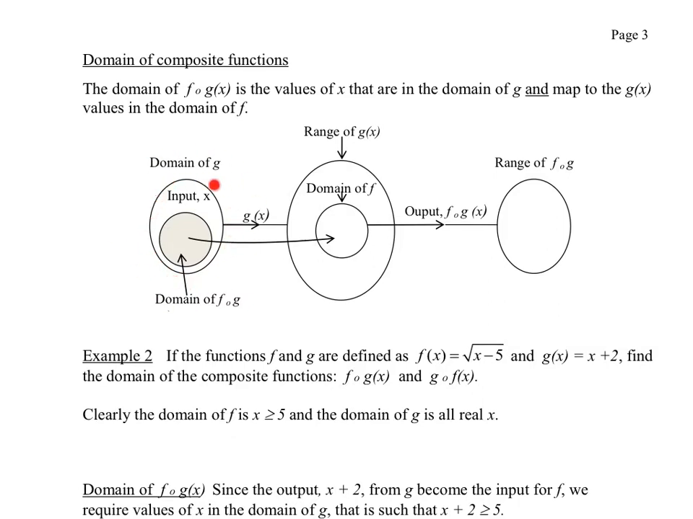Everything inside this big circle here is the domain of g, so it's a possible value of x, but it's only those values of x that fit, that when you take g of x, then end up in the domain of f, that we can take. So it's an extra restriction on the domain. Right? Whatever comes out of g of x must fit into the f function, must be part of the domain of the f function.